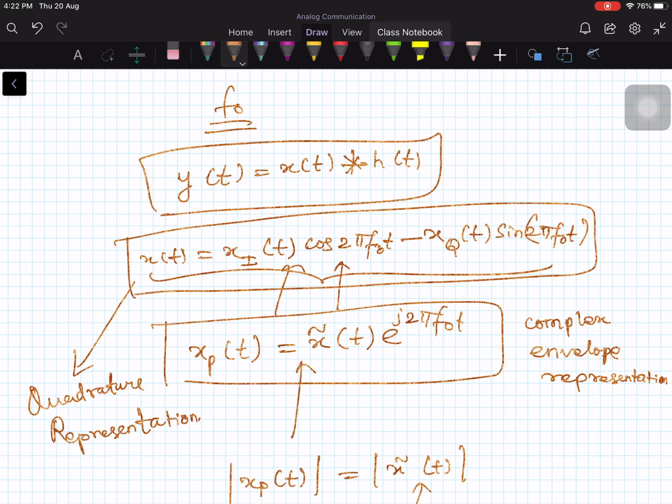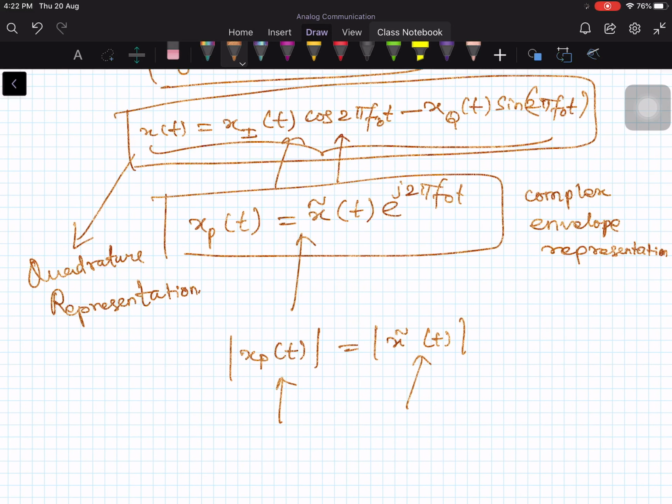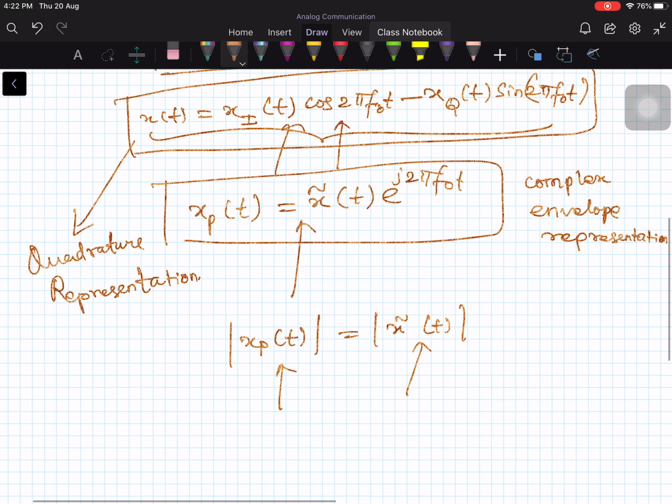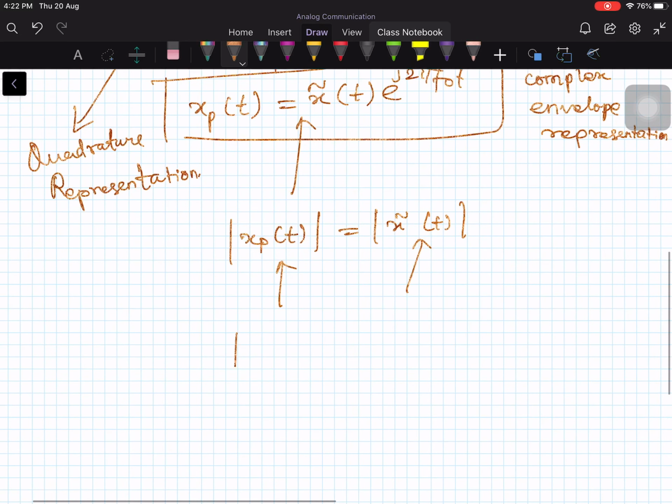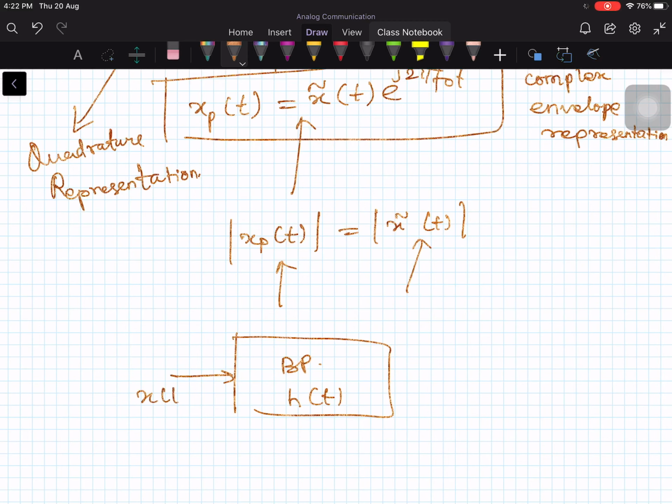Quadrature representation. Now you have a bandpass system, then the impulse response is h of t, input is x of t, and the output is y of t.